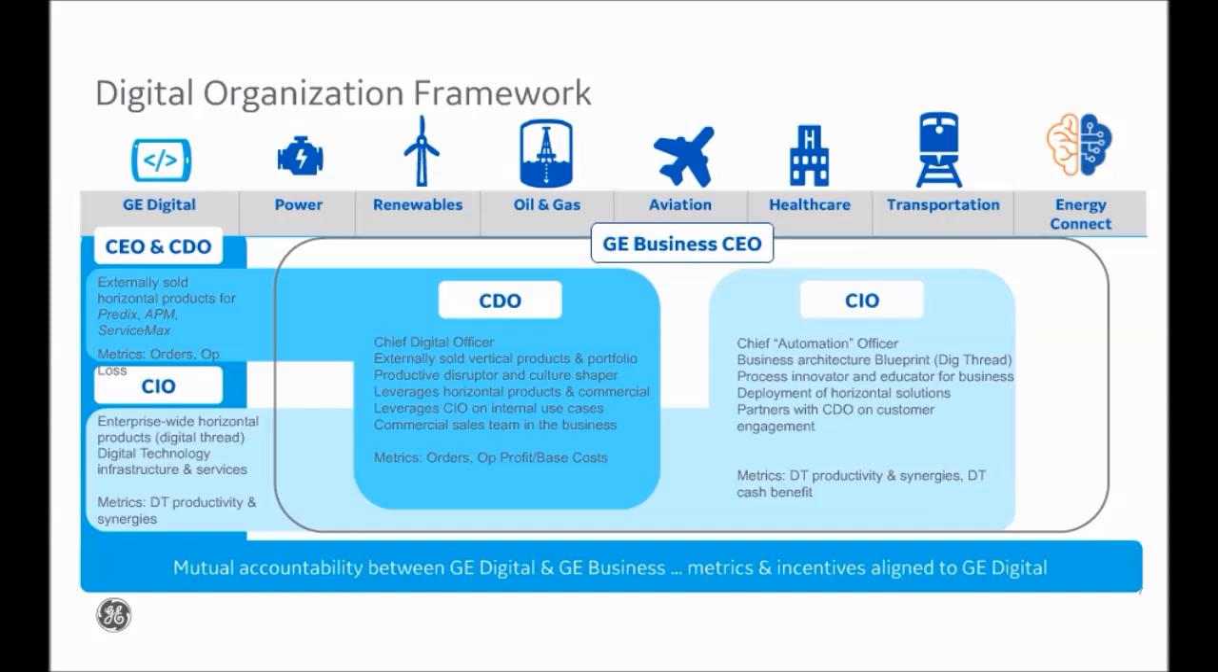So in addition to this, we have the metrics aligned. We all work against a single blueprint and strategy and operating plan. We also have all of the incentives aligned. So the way this works is that each of these organizations aggregate to a total digital viewpoint and operating plan for the company. And we really did this to drive, again, that mutual accountability.